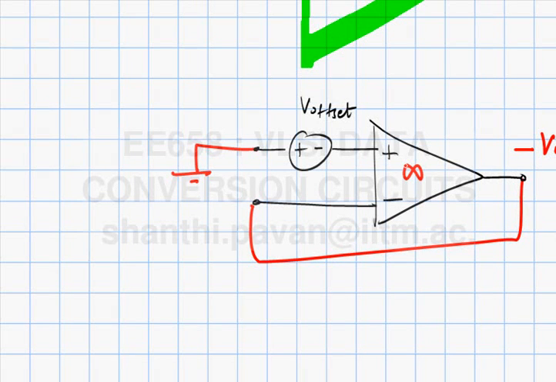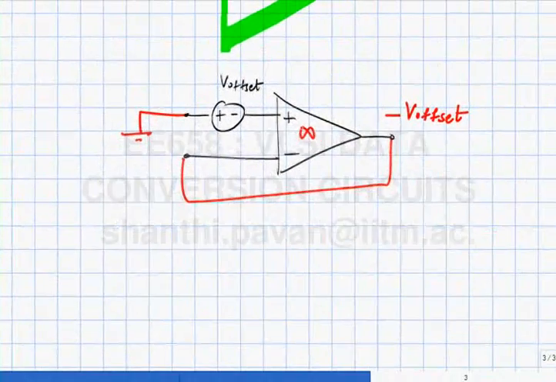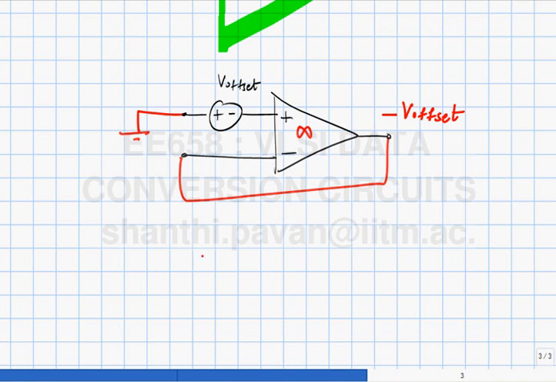We'll see what happens with finite gain later on, but for the time being, let's assume that the gain of the amplifier is infinite. So we did this and we found that the output of the amplifier settled to minus V offset. Okay, but what do we actually want? We want the amplifier.